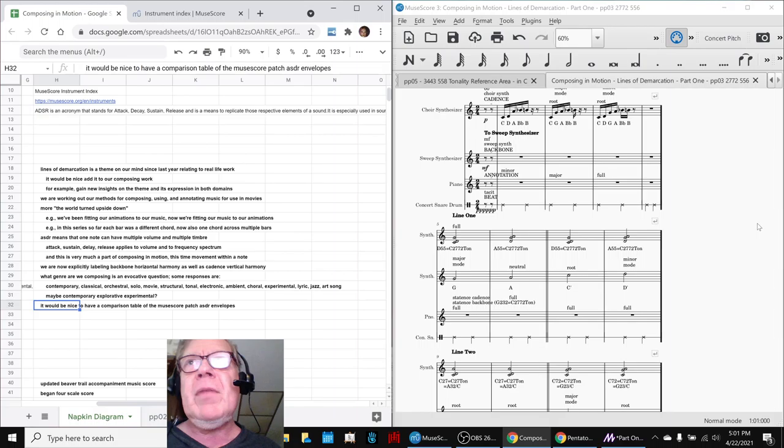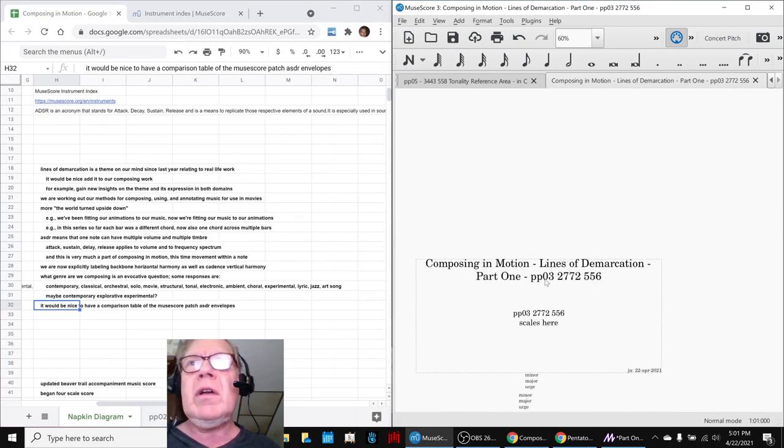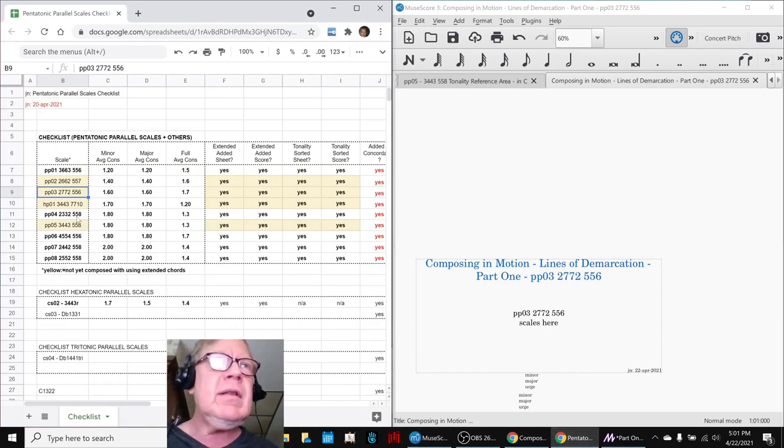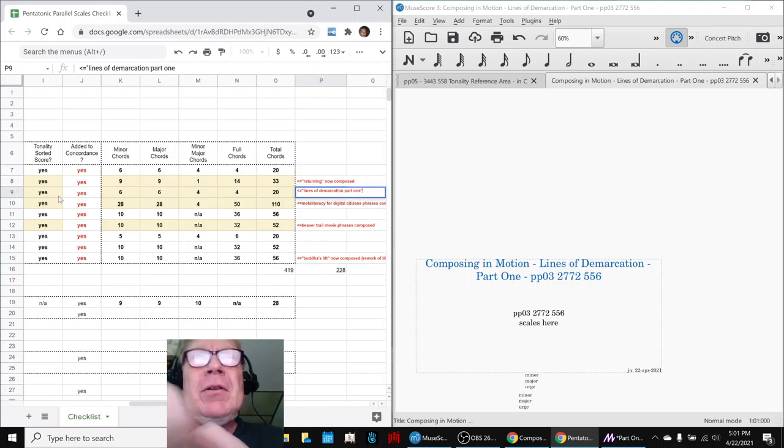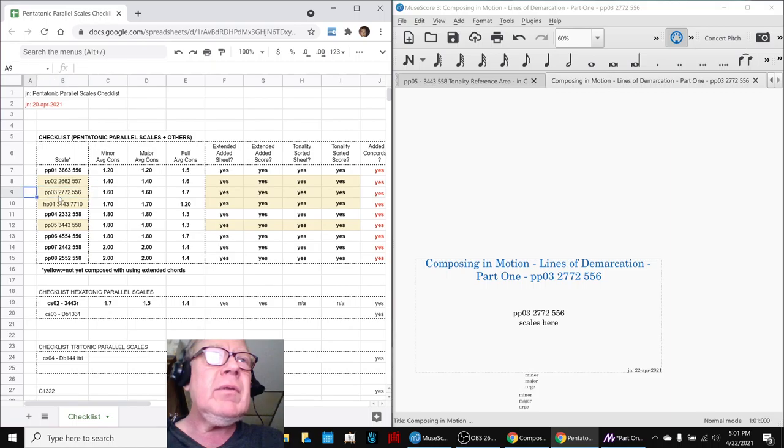So anyway, what we did is we decided to start working with the 2772 scale. And you may or may not recall that this scale right here is the fourth of the four scales we want to work with in this series. And it had not yet had anything composed with it, but now we can say that we have started Lines of Demarcation, Part One. So we're not sure. Maybe we're going to add the other three scales to this in parts two, three, four. But at least we have composed something for that scale in this series already. So that's the one that we worked on today.